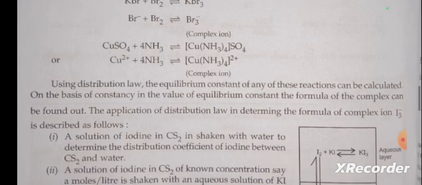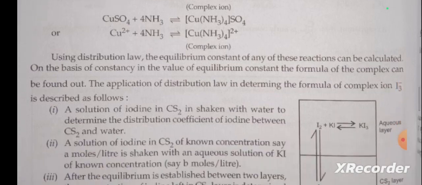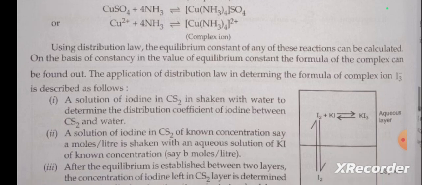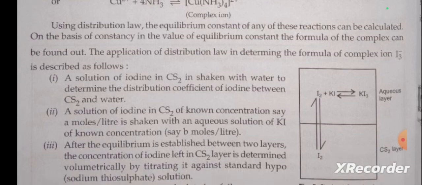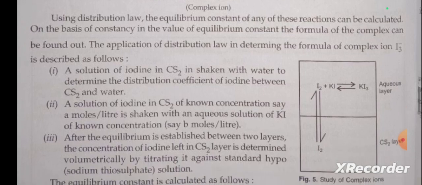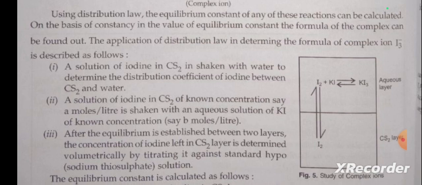Using the distribution law, the equilibrium constant of any of these reactions can be calculated. On the basis of the constancy in the value of the equilibrium constant, the formula of the complex ion can be found out. The application of the distribution law in determining the formula of the complex ion I3 negative is described as follows.